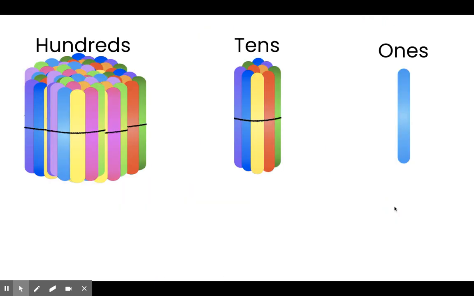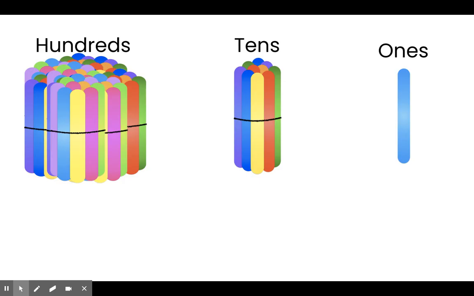Let's look again at these different ways we can represent place value. This large bundle represents hundreds. This bundle of 10 represents the tens place value. And this one stick represents the ones place value. There are many ways to represent place value and to help us count and create numbers.